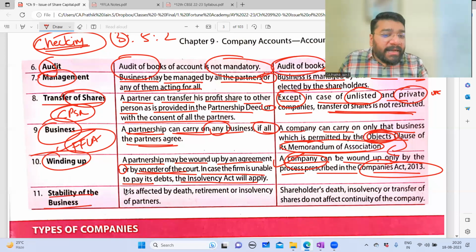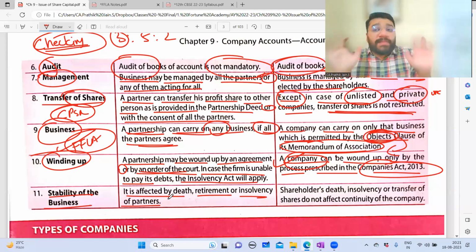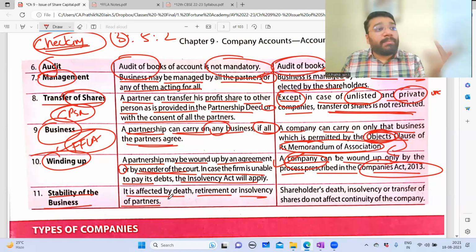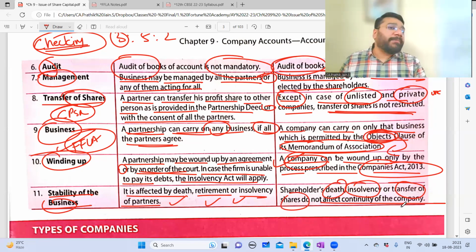Stability of the business. The partnership business is affected by the death of a partner, or the retirement of a partner, or the insolvency of a partner, unless mentioned otherwise. If the agreement mentions that upon the death, upon the retirement, upon the insolvency, the business will still continue, and if everybody signs it, then probably you can continue. But if you forget to mention that clause, you have to compulsorily dissolve it. So the business is affected by the death of a person, retirement, and insolvency. Whereas, since the company enjoys perpetual succession, the death, insolvency, and transferability of the shares of the company do not affect the continuity of the company.